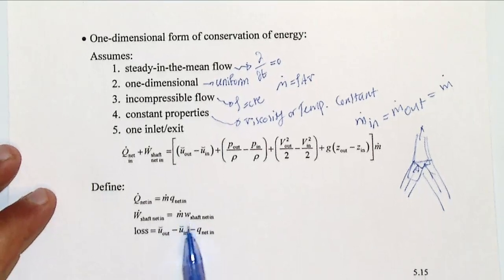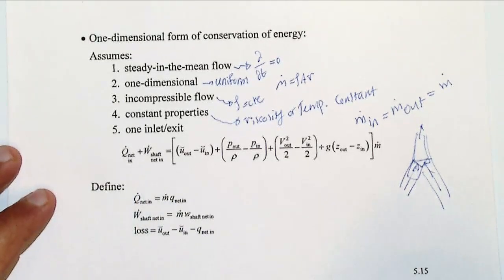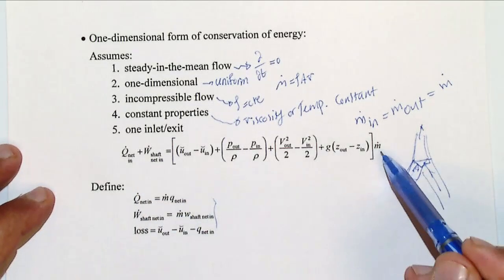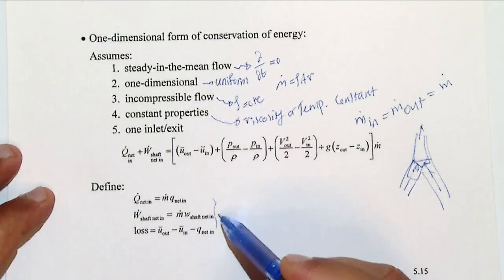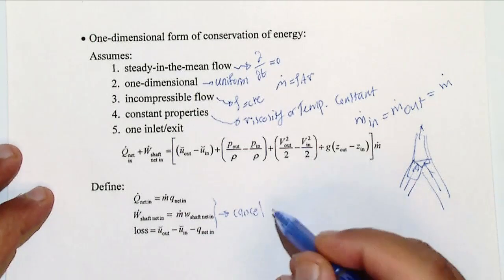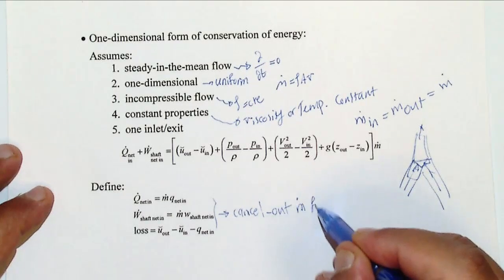If you assume these two, then you can cancel out all the m dots from each side, right? Because these two terms also have the m dot, and you have another m dot here. So you can cancel out m dot from each side.